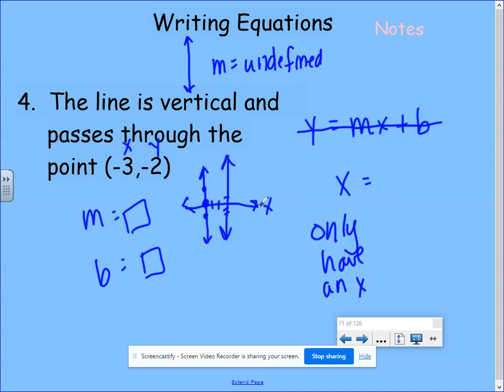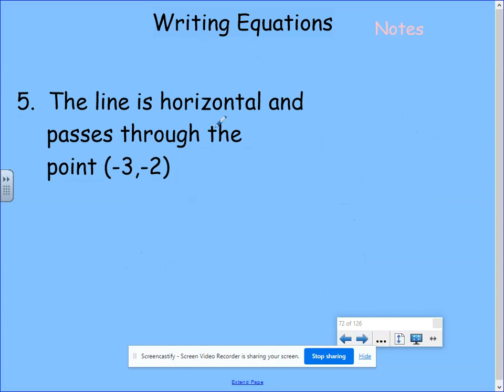So all we have to do is look at the x term, and there is our equation. They thought they'd stump us with this one, but they did not. We know that vertical lines only have an x, and therefore the equation is x equals -3. Huh. Now they think that they really have us tricked.